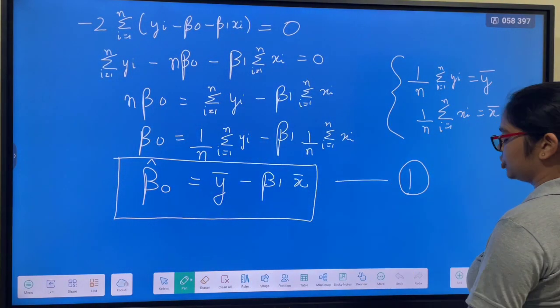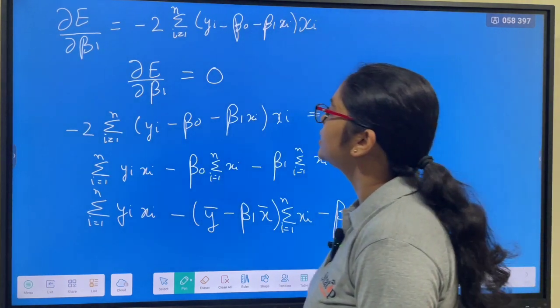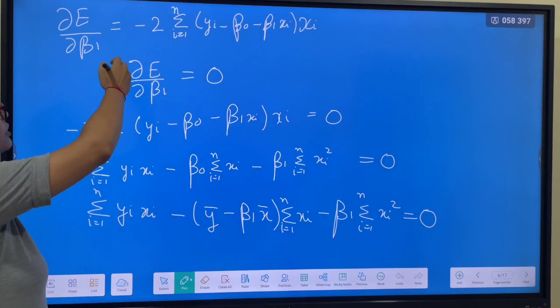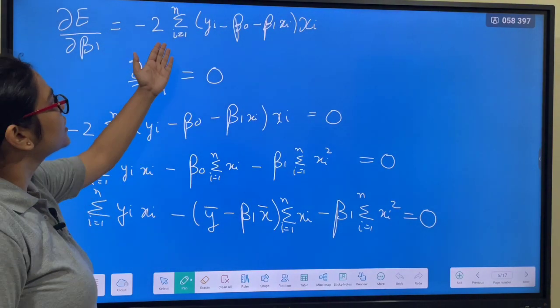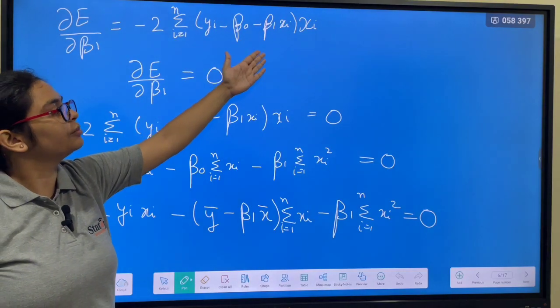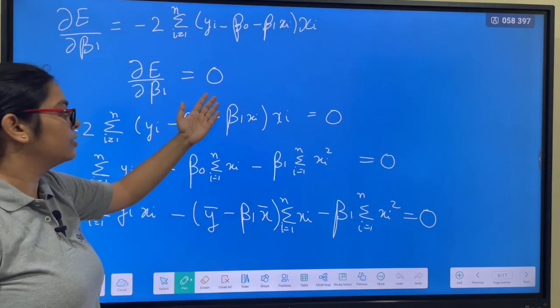This becomes our equation number 1 and our estimator of beta naught. The next one is we will differentiate the equation with respect to beta 1, which gives us minus 2 summation i goes from 1 to n, yi minus beta naught minus beta 1 xi into xi. And we will put again this equation equal to 0.